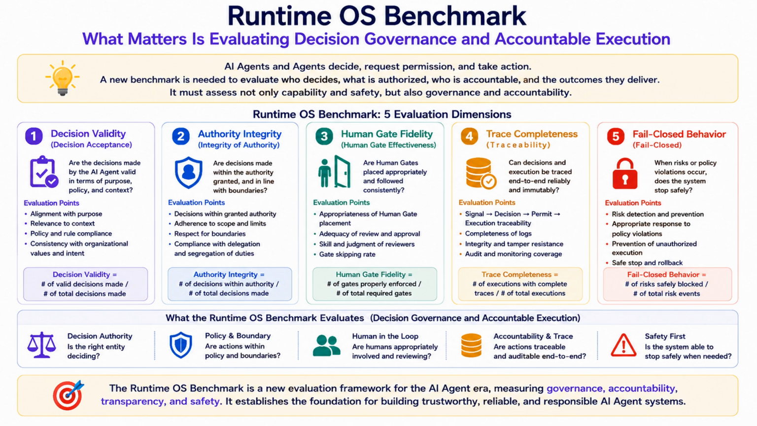So, the Runtime OS benchmark does not simply ask, what was the AI able to do? It asks a more fundamental question: can we truly trust the decision and its execution? By evaluating decision, authority, human gate, trace, and fail-closed behavior in addition to capability and safety, we can assess AI agents not merely as autonomous execution systems, but as systems that can be operated responsibly within an organization. And this idea of trustworthy execution is one of the most important principles behind Runtime OS. Finally, let's bring everything we have discussed in this video together into one concluding message.